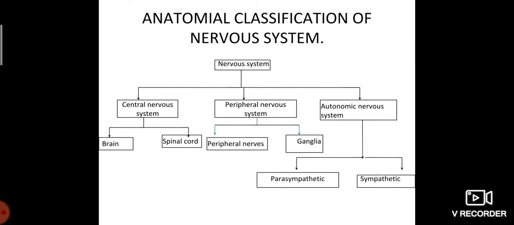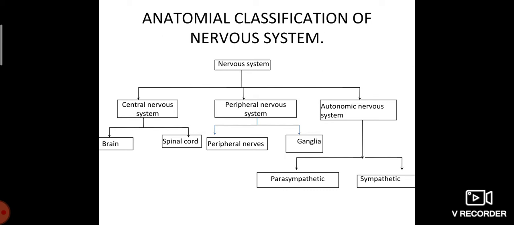We can divide the nervous system into central, peripheral and autonomic. The central nervous system is the part of the nervous system which is present in the axis or center of the body. In the center of our body we have the brain and spinal cord. These are the two components of the central nervous system.